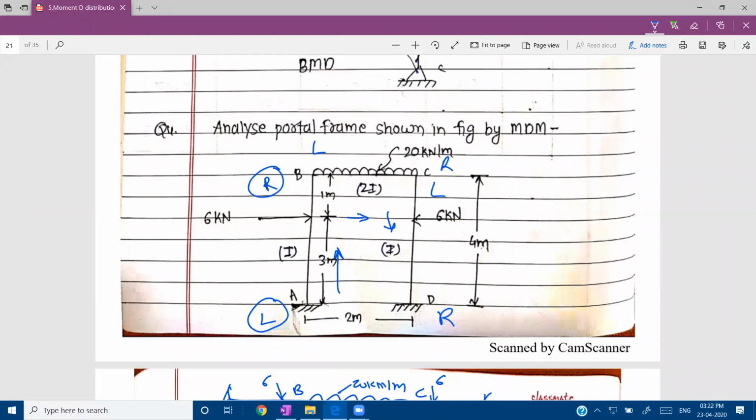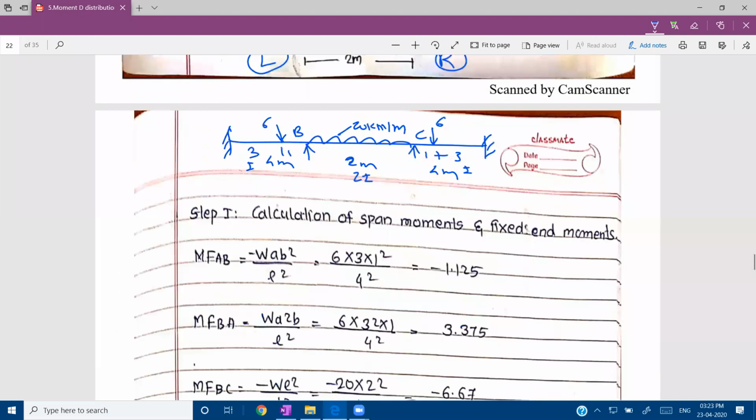That means this support B is right support. For all other columns, in this case column CD, top support, that is support C, is left support and support D is right support in case of analysis of column CD. Now if you see here MFAB, that means left hand side moment will be minus WAB square upon L square.